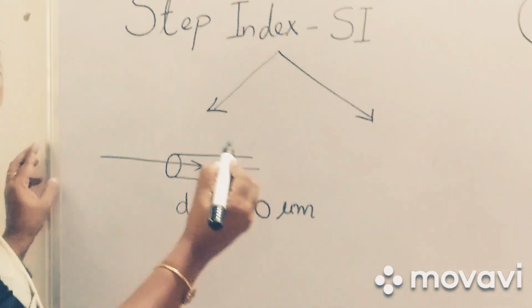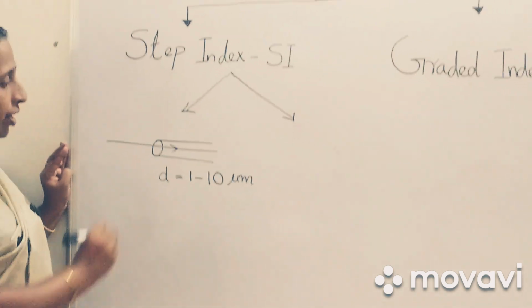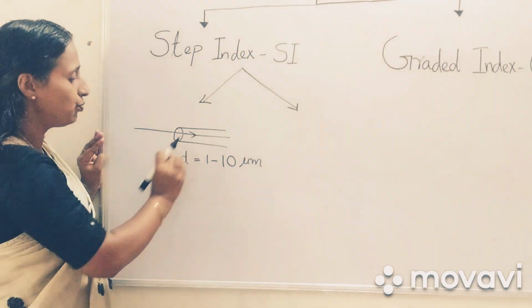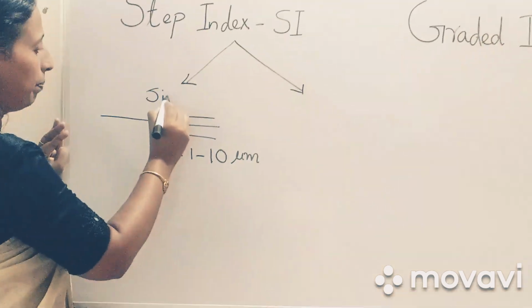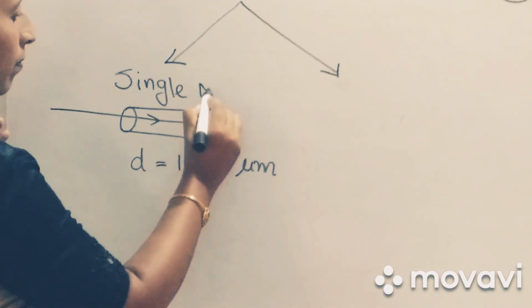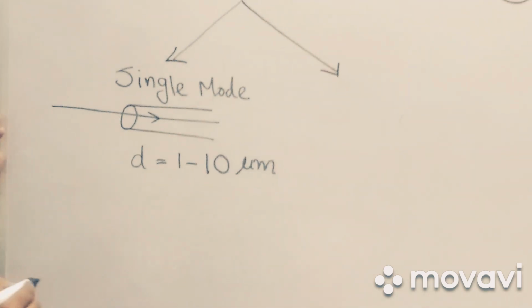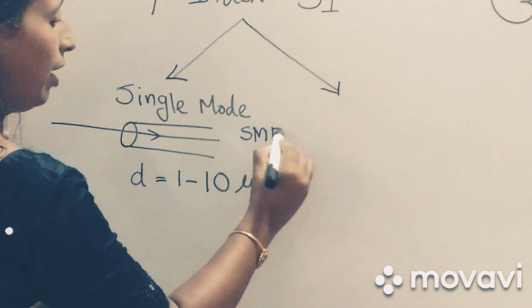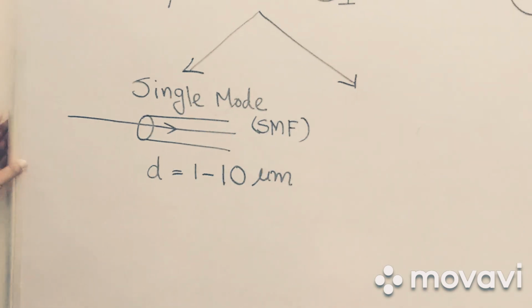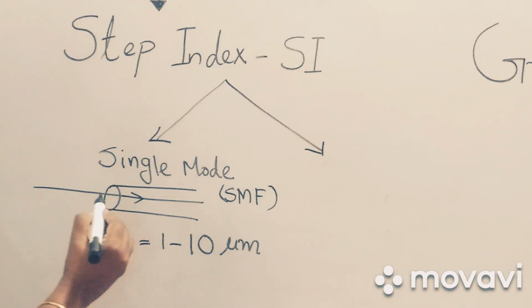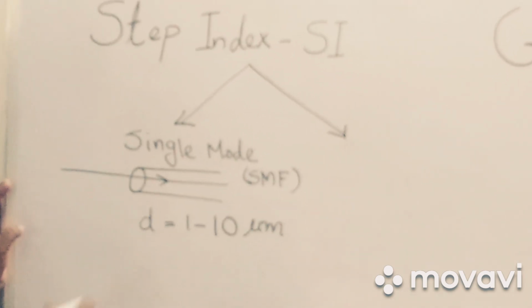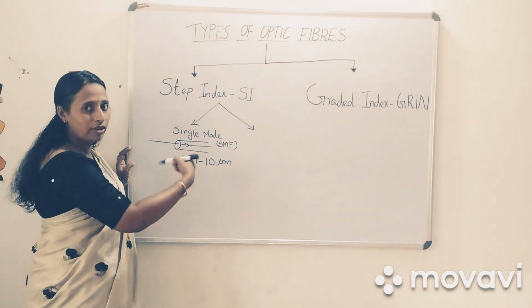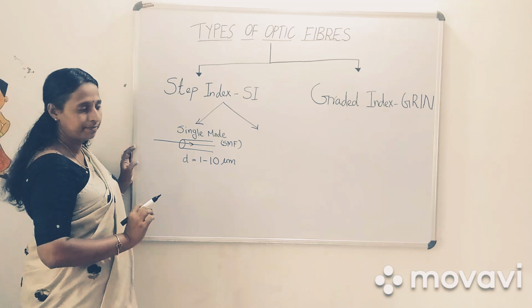The path of light through the fiber is called mode of propagation. Here only one path is possible, meaning only one mode is possible. So this fiber is called single mode fiber. Single mode optic fiber. In short, it is called SMF, single mode fiber. Here all the light rays take the same time of propagation, so the light rays can reach the destination at the same time. So the output will be more clear, no distortion in this case.